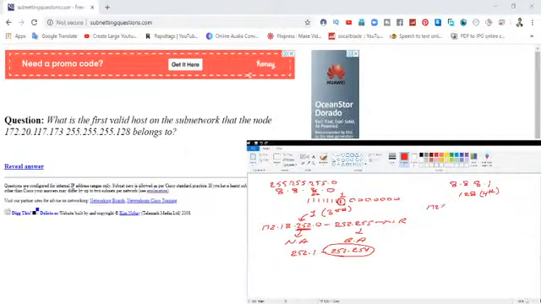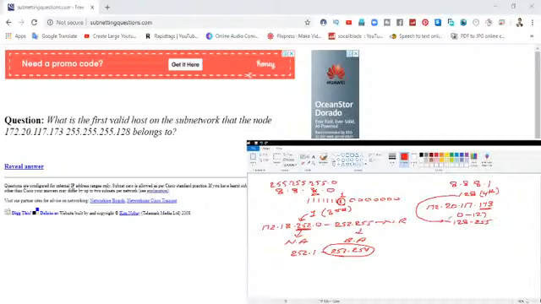We have the IP address 172.20.117.173. We have to focus on the 4th octet because we have a jump of 128 there. If we have a jump of 128, what would be the network address? The first network would be from 0 to 127, and the next network would be from 128 to 255.